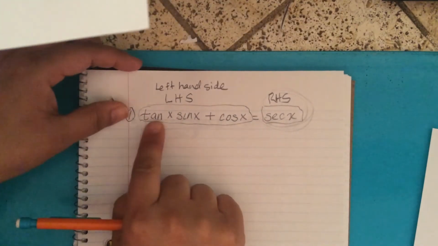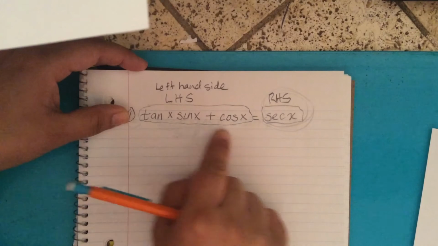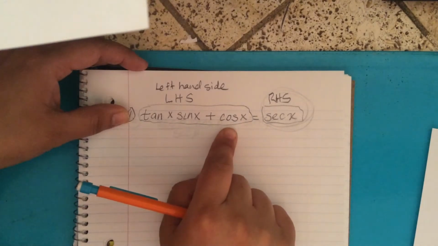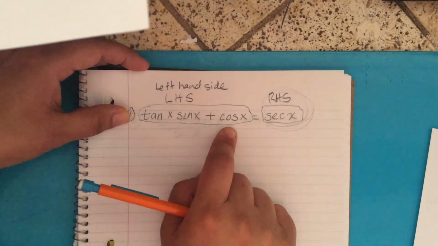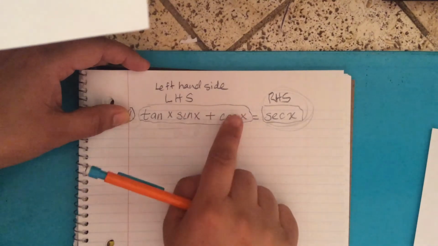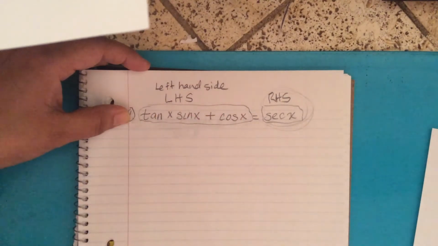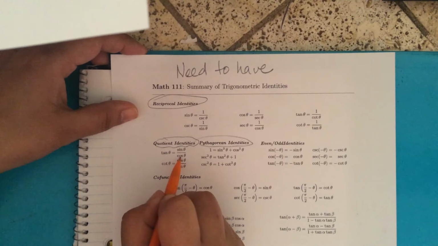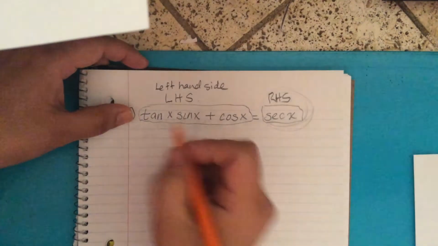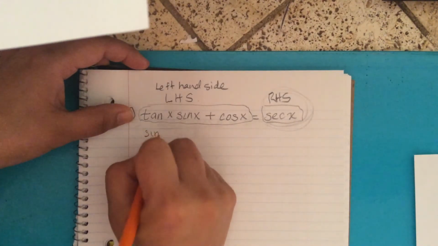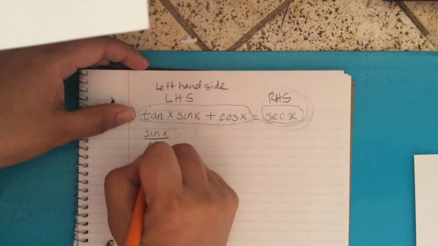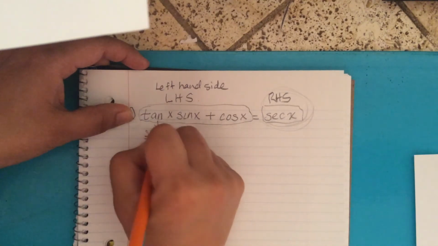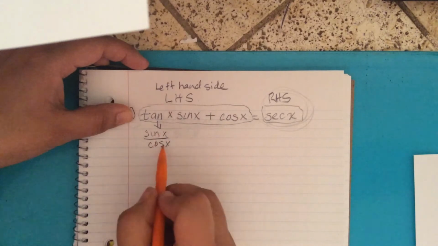Okay, so we have the tangent of x times sine of x plus cosine of x. So we want to put everything in terms of sine and cosine. You already have the sine right here. You have the cosine here. The tangent of x, let's go see what the tangent of x is. Oh, right here. The tangent of x is the sine over the cosine. So I am going to do the sine of x over the cosine of x. So I replace the tangent of x with the sine of x over the cosine.